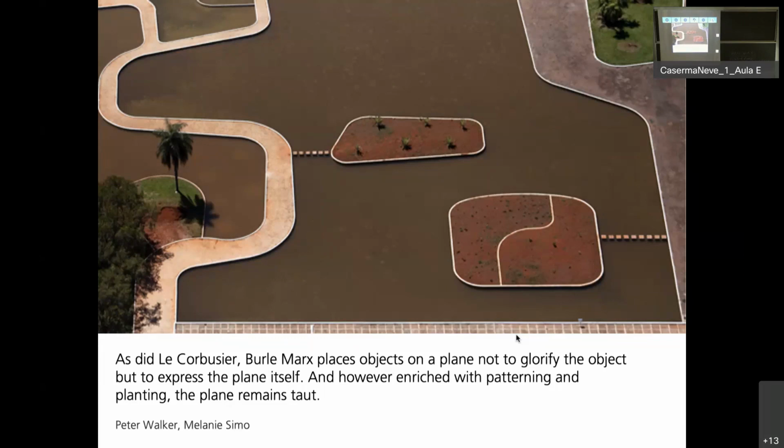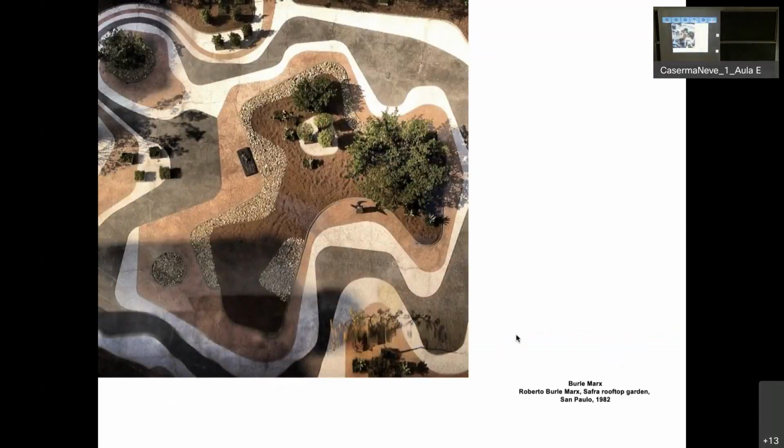So the incredible skill of Burle Marx's drawing and shaping of the ground is exactly this idea of not to glorify the object, but to express the plane, to express the surface, to put in tension the surface through the elements. And so to express the best of its possibilities, the surface itself, if you know what I mean.